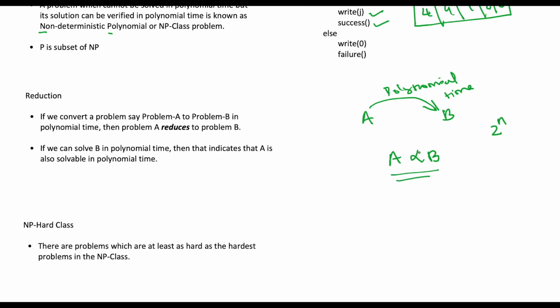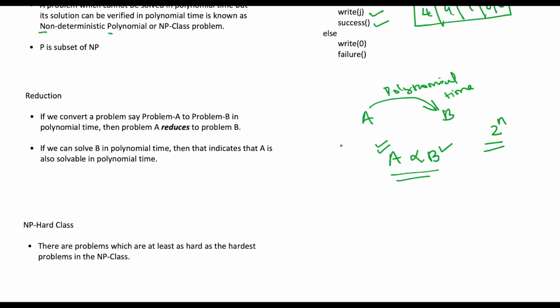Now if problem A reduces to problem B, which means that if we can solve B in polynomial time instead of exponential time, it indicates that problem A can also be solved in polynomial time. So that is the statement written over here. If we can solve B in polynomial time, then that indicates that A is also solvable in polynomial time. So this is called reduction.